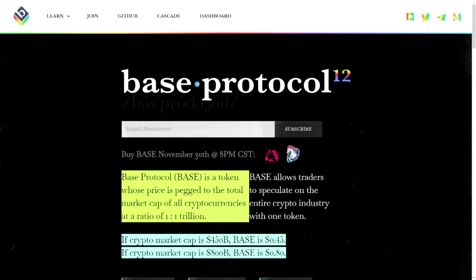So first of all, what is Base protocol? Base protocol is a token whose price is pegged to the total market cap of the entire cryptocurrency market. So what does that mean? Well, they aimed for a crypto market of $1 trillion and then they made a 1-to-1 peg. This means if the cryptocurrency market is $1 trillion, then the Base token should be $1.